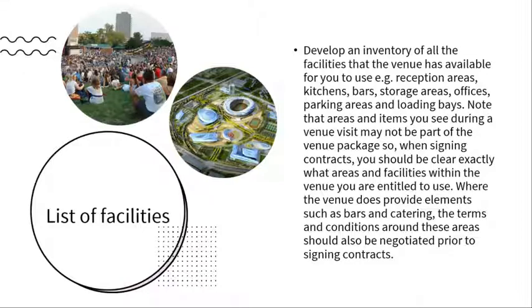The areas and items you see during a venue visit may not actually be part of the venue package. So when signing a contract, you should be clear exactly what areas and facilities within the venue you are entitled to use. Where the venues do not provide elements such as bars and catering, the terms and conditions around these areas should also be negotiated prior to signing the contracts.